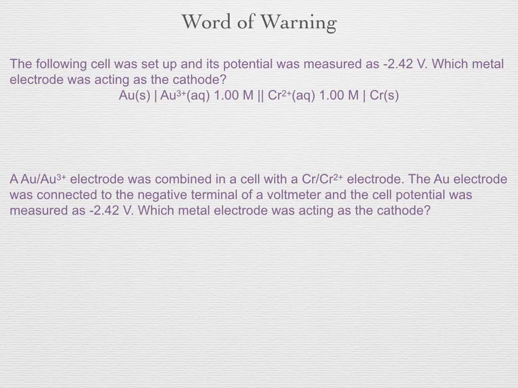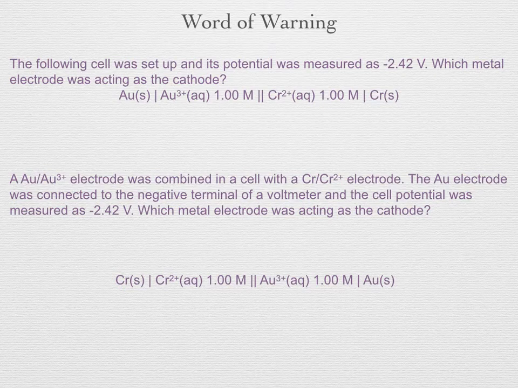Watch out for these kinds of questions. They usually are expecting you to switch the connections, but remember that the chemistry of the cell is not changing just because you hook up the terminals incorrectly. So no matter whether you hook up the chromium or gold electrode to the negative terminal, reduction is still happening at the gold electrode and oxidation at the chromium. Standard cell notation would be the same regardless.